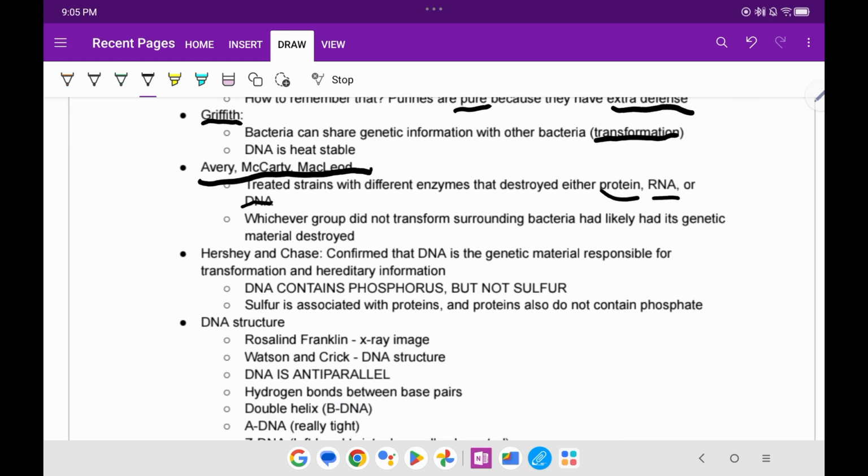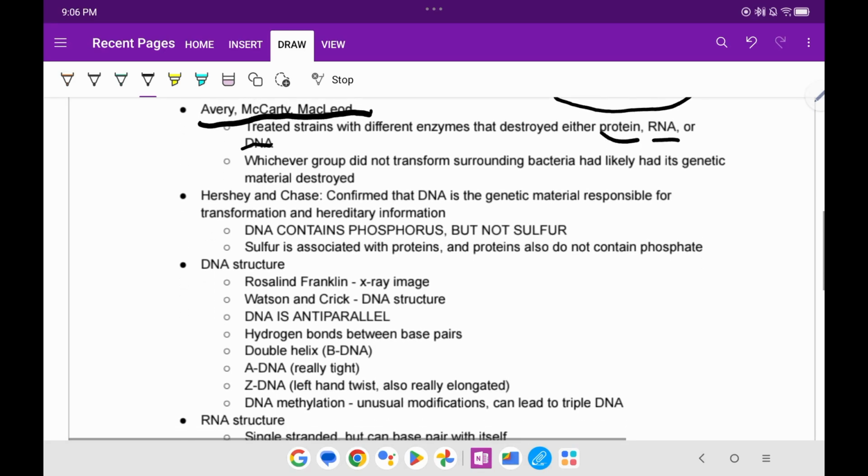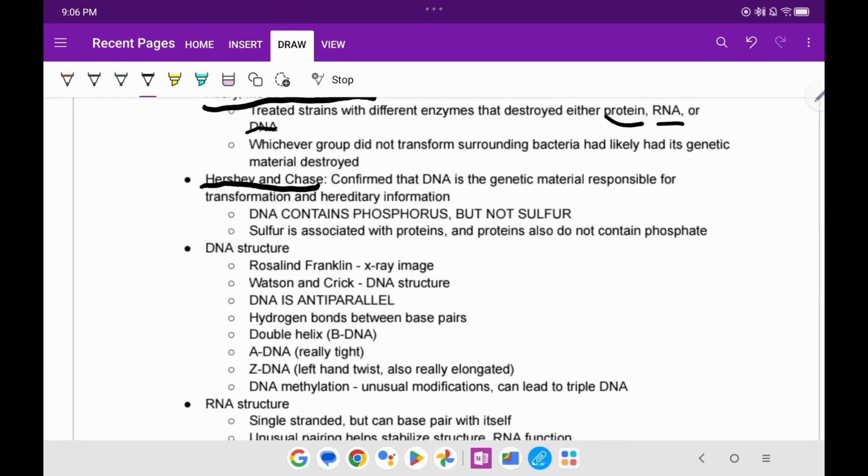Avery, McCarty, and McLeod treated strains of bacteria with different enzymes that destroyed either protein, RNA, or the DNA. Whichever group did not transform the surrounding bacteria, this principle of transformation we learned about in the previous experiment, that means they had destroyed the material that contained genetic information. And then we have Hershey and Chase, which confirmed that DNA is the genetic material responsible for transformation and hereditary information.